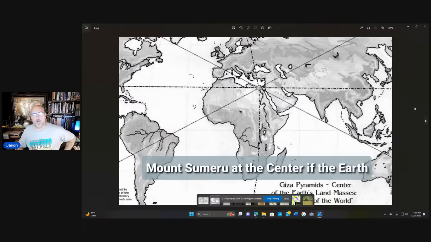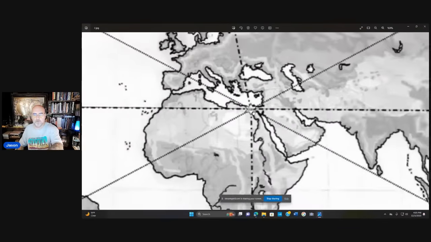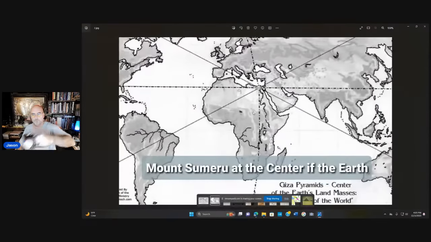Northern Egypt, called Lower Egypt, right there, 108 miles from the Mediterranean coast, separated only by the Nine Bows, which are the nine rivers that come off the Nile River, is the dead center of the ancient world. This is Giza, that's what it says right there. It's North Africa, the center of the Earth's land masses.